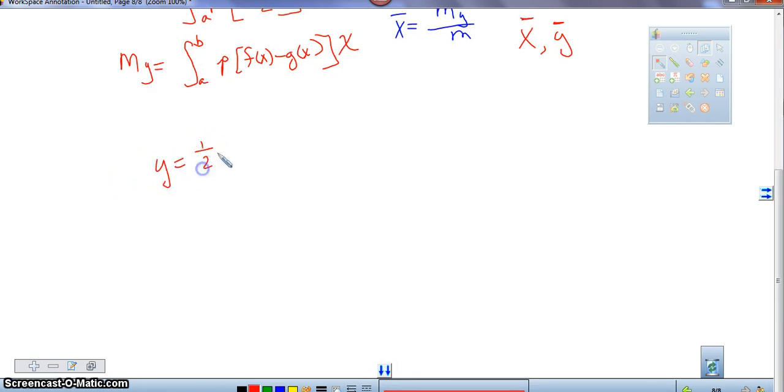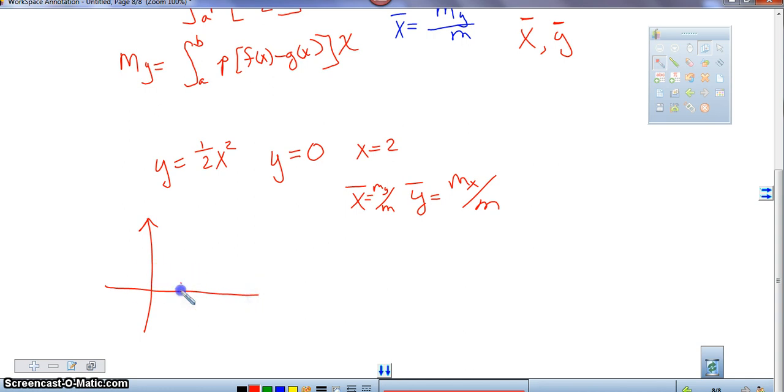So y equals 1/2 x squared, and y equals 0, and x equals 2, and we want to find the center of mass. So we want x bar and y bar, the center of mass. And remember, x bar is the moment about y divided by mass, and y bar is the moment about x divided by mass. So I graph these because I have to. When x is 2, y would also be 2. And so this is a parabola that kind of looks like this. And the area that I'm looking at, I'm going to shade here, is this little shape there.